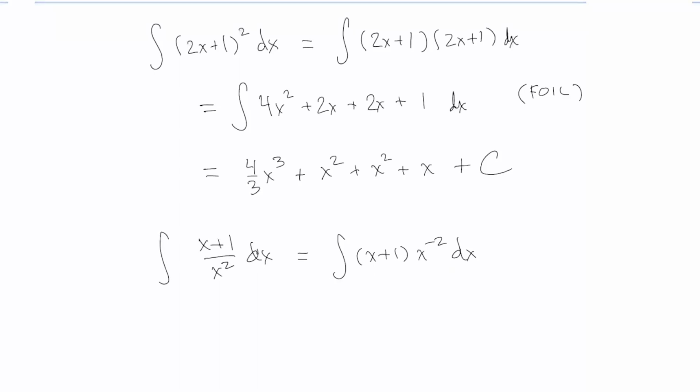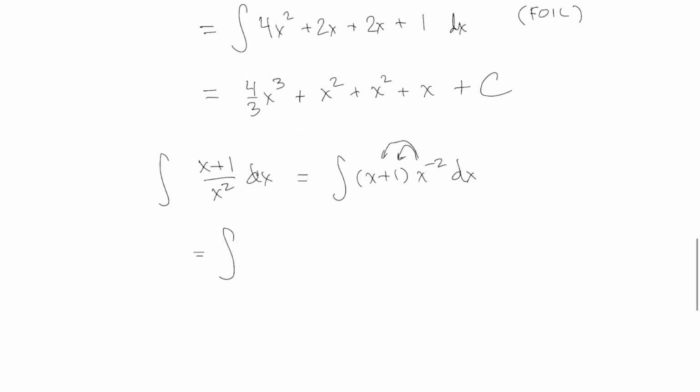So dividing by x squared is the same as multiplying times x to the minus 2, because that's what x to the minus 2 means. It means x squared in the denominator. All right? And then from there, I can distribute, right? I distribute like this. So still not doing the integral yet, but I'm distributing.